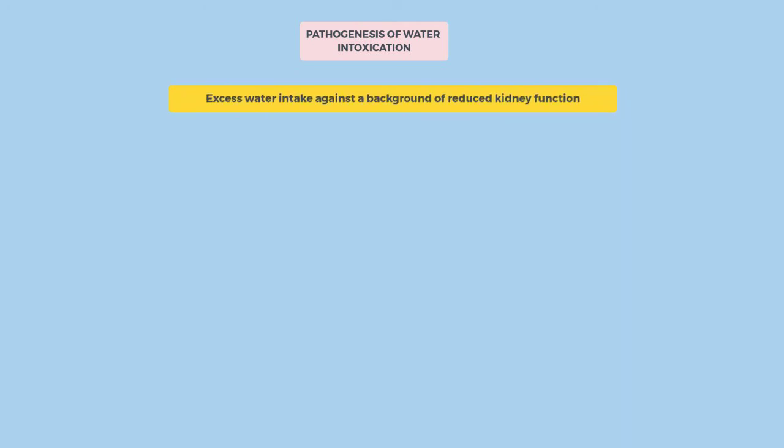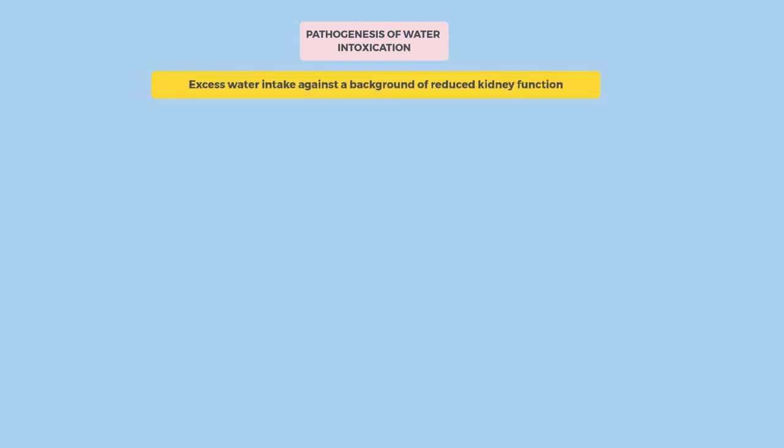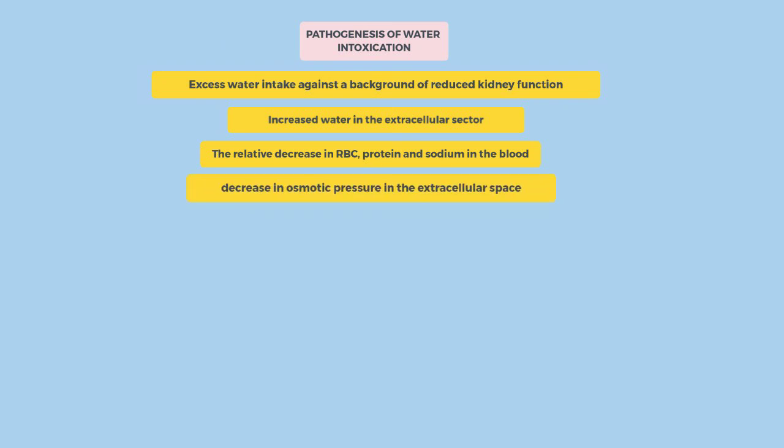Consider the pathogenesis of water intoxication. Excess water intake against a background of impaired kidney function, increased water in the extracellular sector, a relative decrease in red blood cells, proteins, and sodium in the blood, a decrease in osmotic pressure in the extracellular space, increased water intake into cells, then intracellular edema occurs.